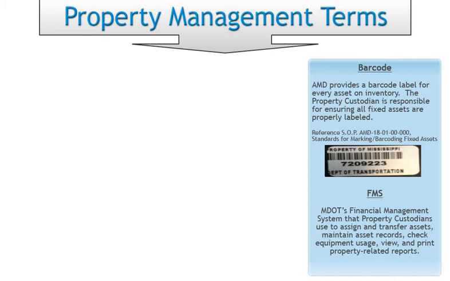FMS is MDOT's financial management system that property custodians use to assign and transfer assets, maintain asset records, check equipment usage, view and print property-related reports.